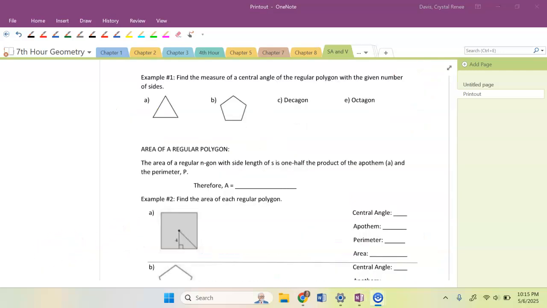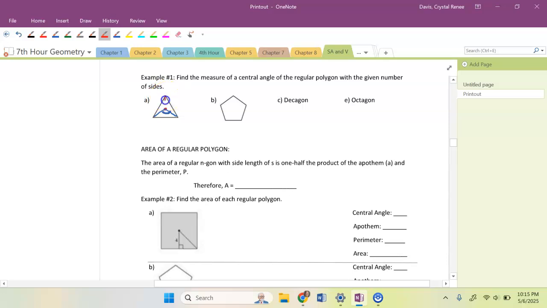So let's look at example 1 here. First thing we're just going to do is find the central angle of the regular polygon. So here we have a triangle, so my center's somewhere in here. And think of a central angle as if we draw from two consecutive vertices. So this right here would be a central angle. We want to find the measure of that. But let's think about it.